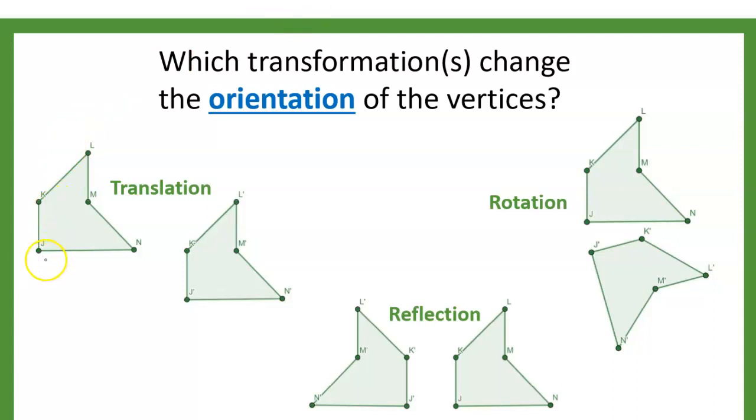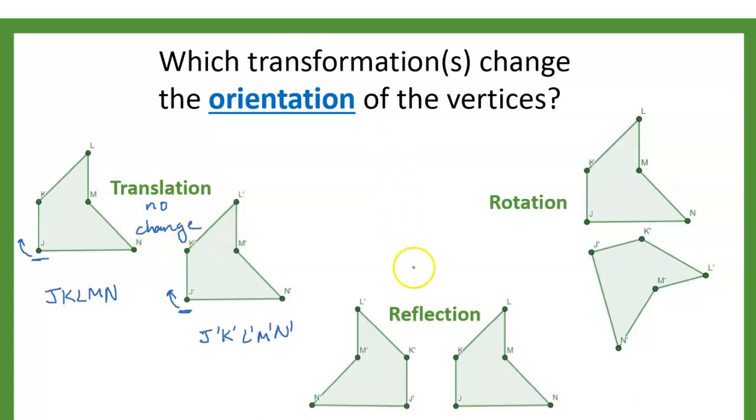If we start at J in each one and go clockwise, then we'll start at the image of J and go clockwise and see if we get the same order. Here we have J, K, L, M, N when we go clockwise. When we start at J prime and go clockwise, we get J prime, K prime, L prime, M prime, N prime. You can see the original object and the image go in the same order, alphabetical order, J, K, L, M, N. So translation did not change the orientation.